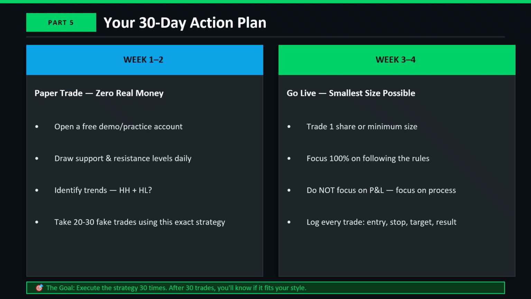After you've taken 30 trades, you'll have enough data to know if this strategy fits your personality and your schedule. Don't judge it after one win or one loss. Judge it after 30 executions.